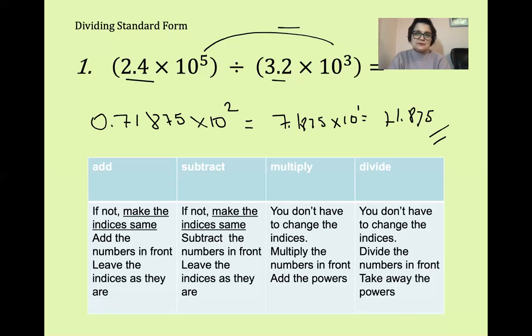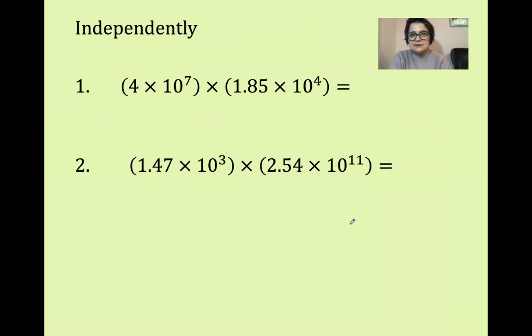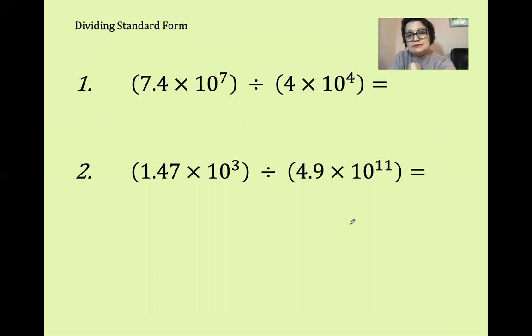Right, so thank you very much for watching Mathssteps. Here we have some independent work. You have multiplication of two different standard form numbers, two different examples, and here you have divisions.